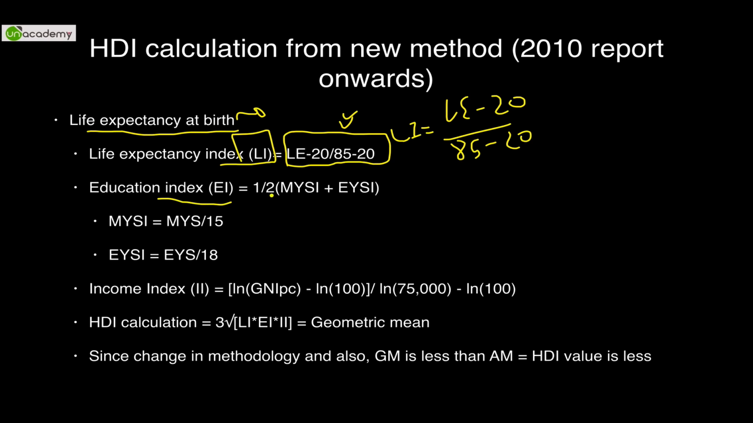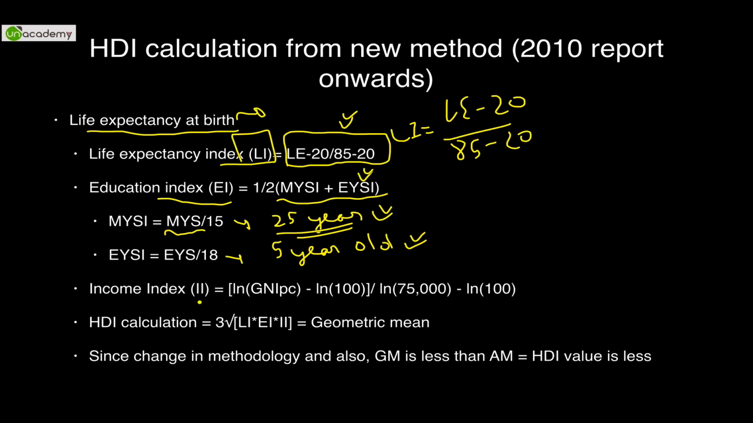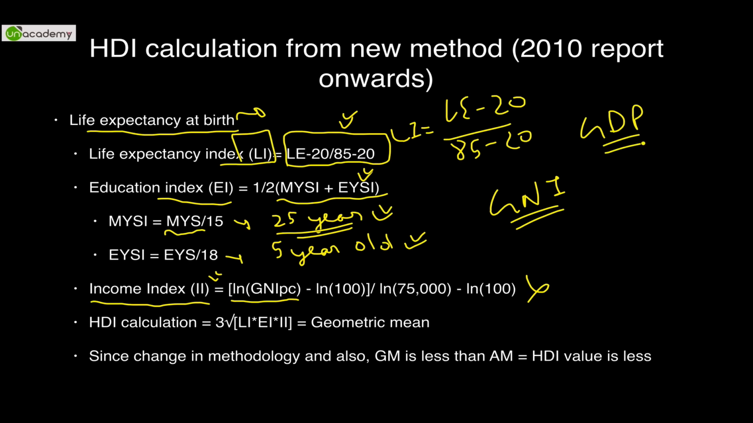Now the education index is calculated as the simple average of the mean years of schooling index plus the expected years of schooling index. Mean years of schooling is basically the number of years a 25-year-old adult has attended school, and expected years of schooling is for a 5-year-old kid: how many years can he expect to attend school? And finally, the income index is logarithmic. Now this is extremely important. Forget about everything else, just remember GNI is used. Earlier it was GDP per capita.